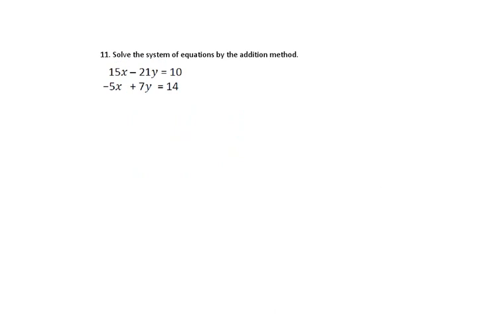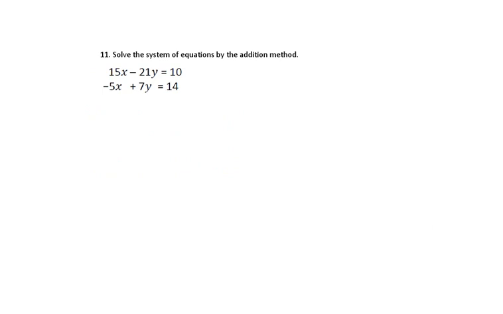Number 11 would like us to do something different. This method is called the addition method, and here's the trick to this. I would like for x to disappear so we can solve for y. And for that to happen, x has to have the same numbers in different signs. Right now, I'm not seeing that because the first x has 15 and the second has negative 5.